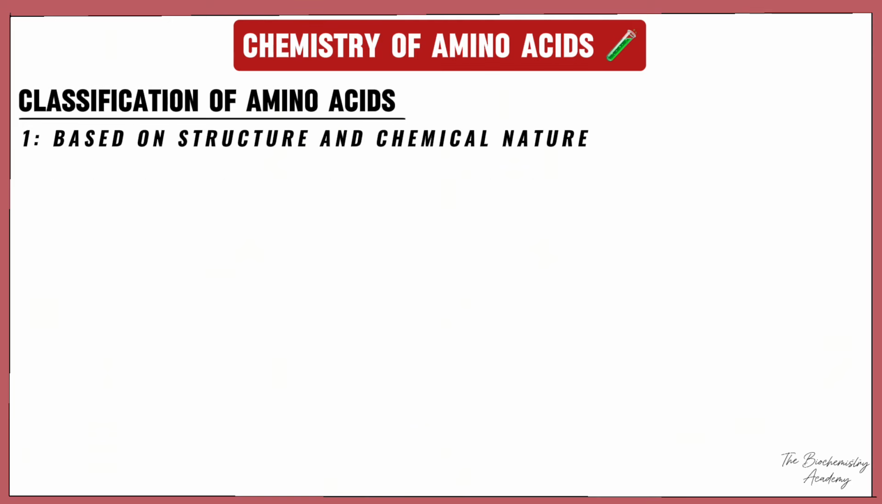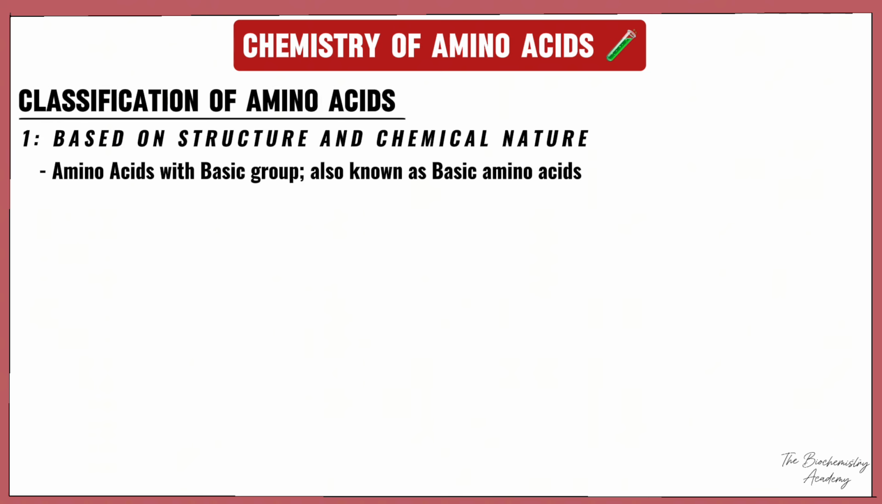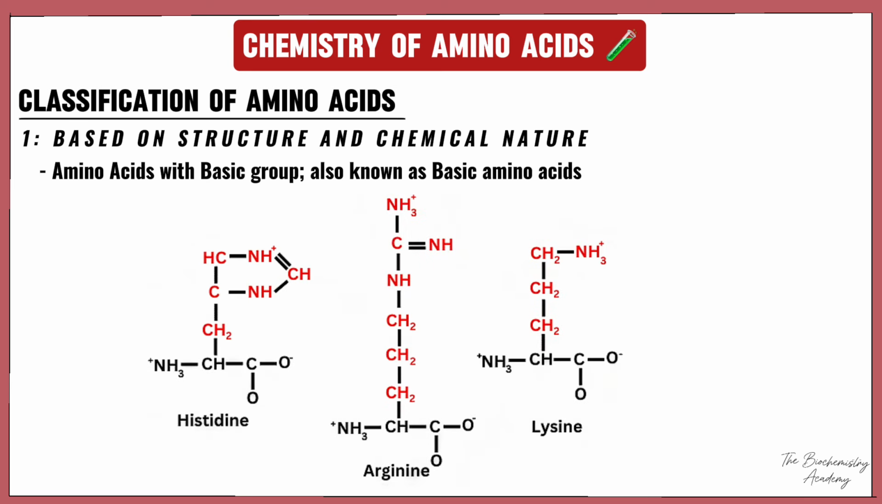The fifth classification is the amino acids with a basic group, which are also known as basic amino acids. They have two amino groups and one carboxyl group and are called dibasic monocarboxylic acids. Examples include arginine, lysine, and histidine.